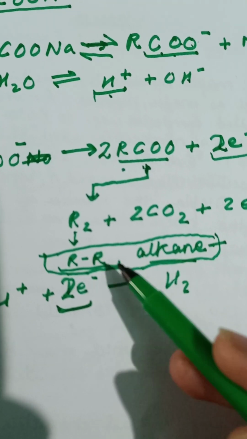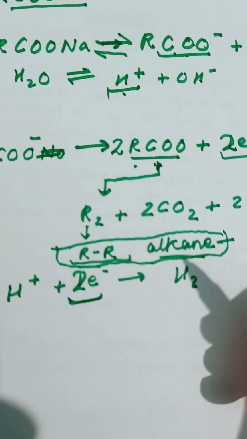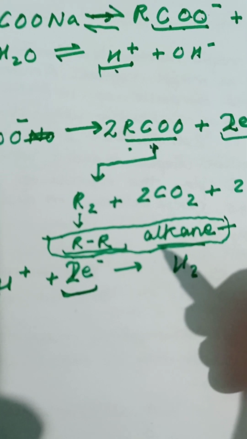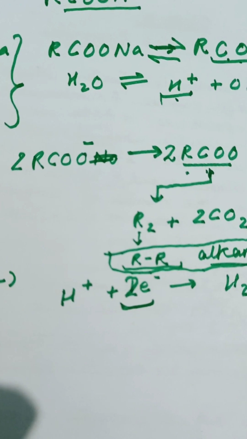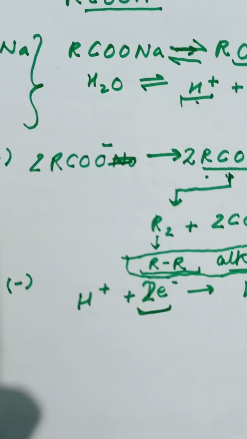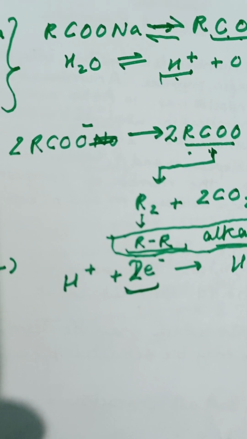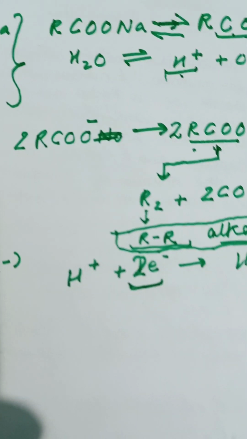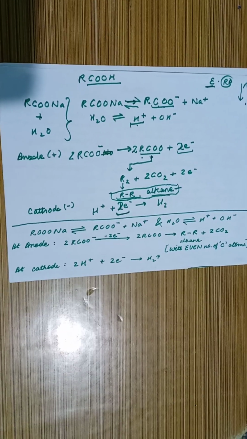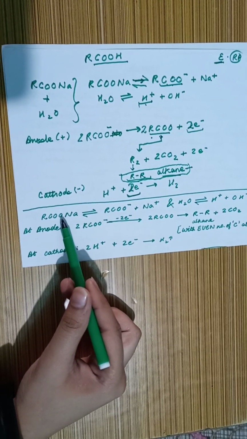And since you can see that it is R-R, it's very clear that methane cannot be prepared from this method, because 2 carbon atoms need to be there, at least 2. So it is clear that methane cannot be prepared. We can prepare ethane and higher alkanes, but not methane. Alright, this is the final equation.